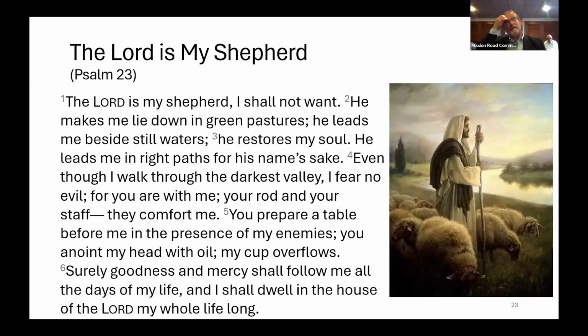I'm not going to read it, but we'll think about it. The picture that I have there looks to me like a picture of Jesus, and obviously that's the Christian understanding of the 23rd Psalm. But because of when it was written, it was not intended to talk about Jesus necessarily. It was intended to talk about God. But as Christians, we embrace both.